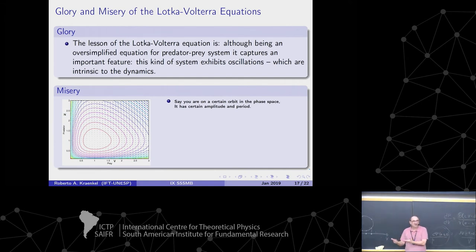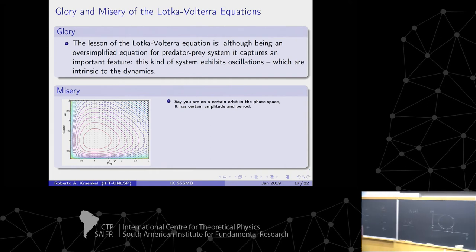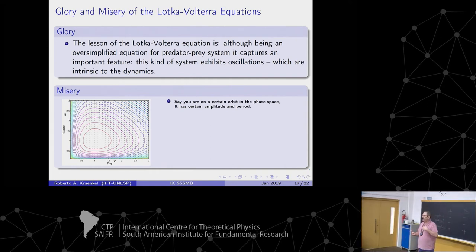So we can now say, I want to take into account satiation of the predator. I have to write a new model. And I don't know what will happen with the new model. So I can tell you what will happen. Actually, you will also have oscillations.